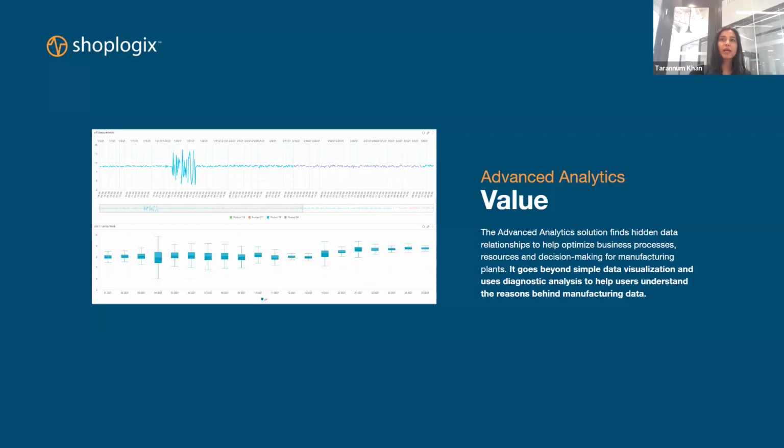And it also goes beyond that simple data visualization, and again, gets to the why, because I think that's really what we're after. To drive value, it's how can we get from data to action as soon as possible? And with this insight, that's exactly what advanced analytics tries to deliver here.